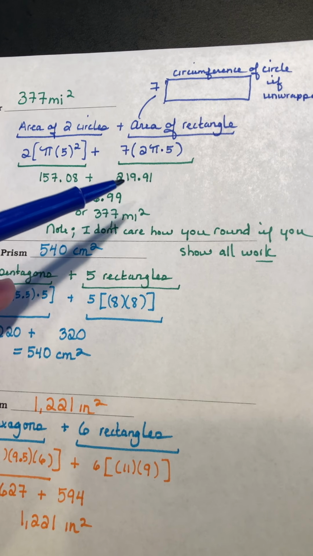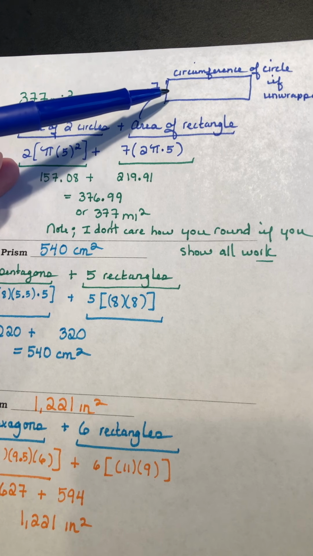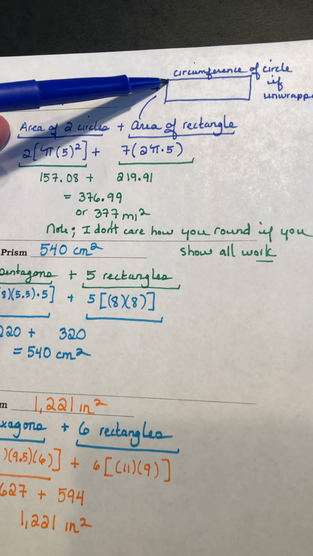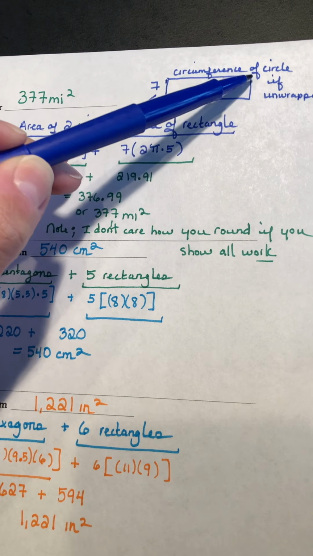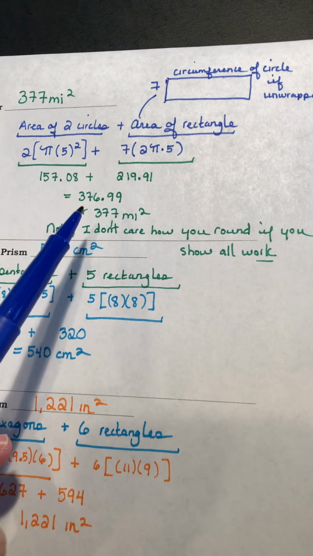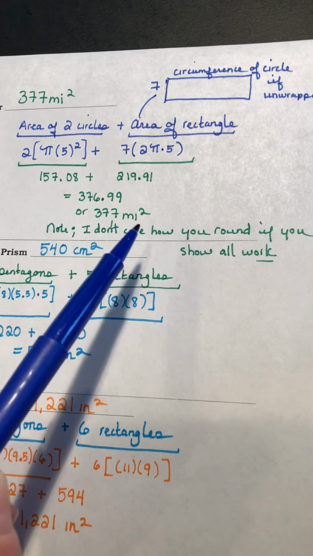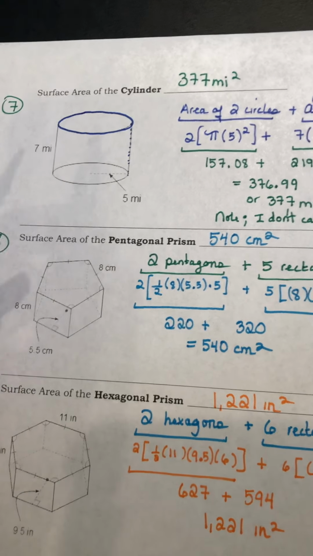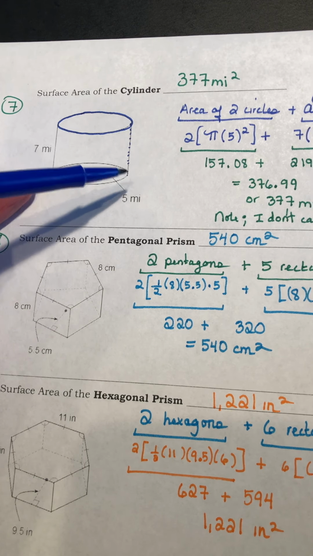So the tricky part about the cylinder is understanding that that lateral part of the cylinder unwraps to a rectangle, and the rectangle is base times height or length times width. And this width is the circumference of the circle. Adding these numbers together gets me 376.99 or 377 miles squared. Again, I don't care how you round, okay? So that is the key thing about the cylinder that people usually forget. Unwrapping this lateral part gives me a rectangle.